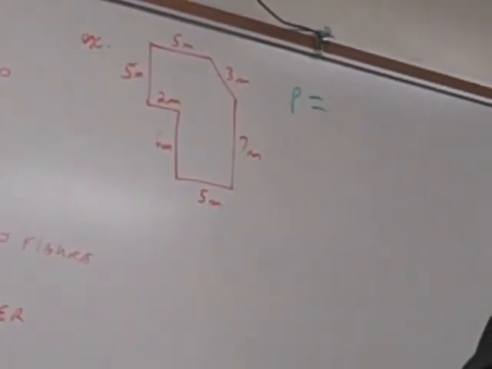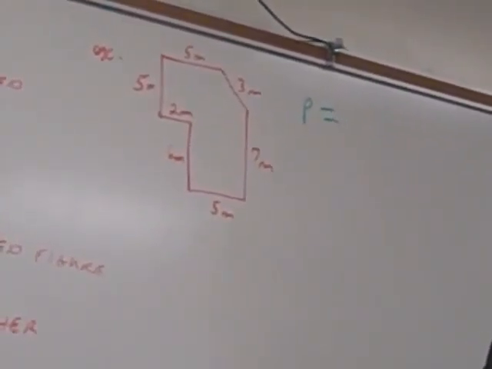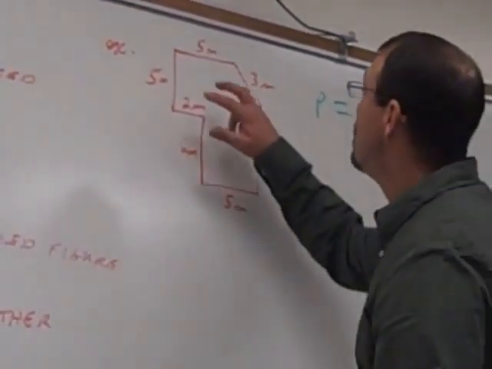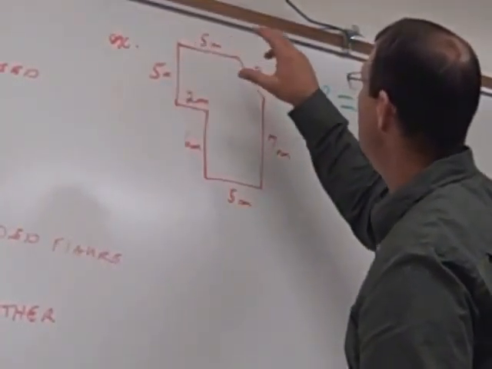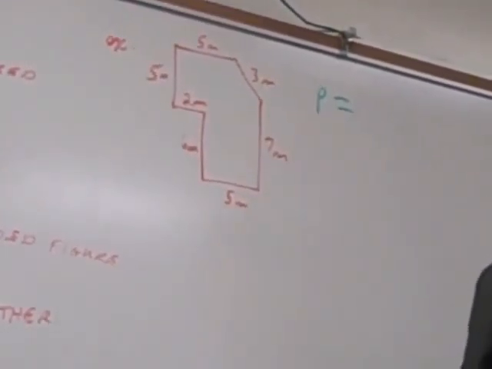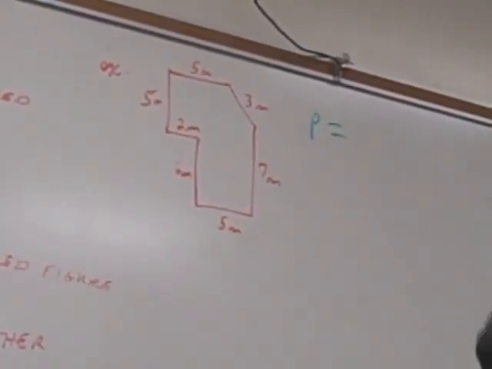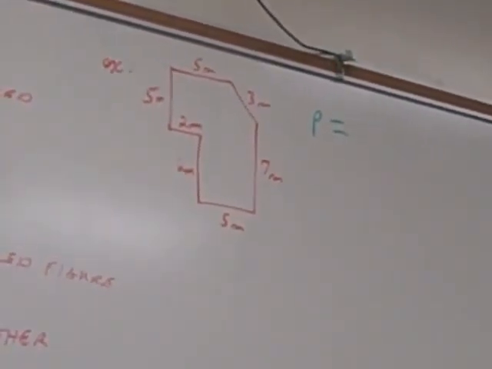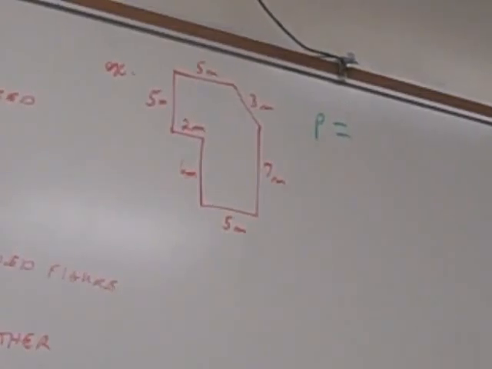So what do we do? Add them up. There's 7 sides. Did I say it wrong? 2, 4, 6, 7. Oh, it's not a hexagon. It's a heptagon. Heptagon. My mistake. Thank you for correcting me, brother. Very good. It's a 7-sided figure. Heptagon.